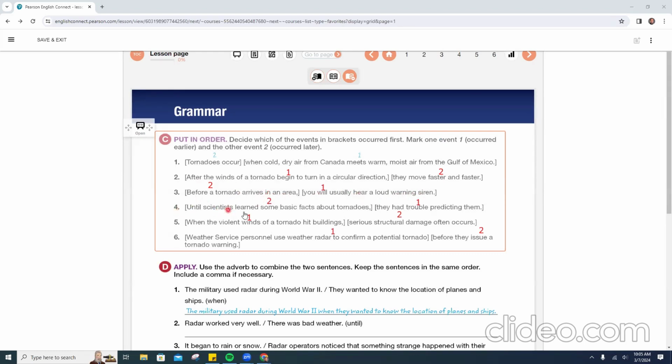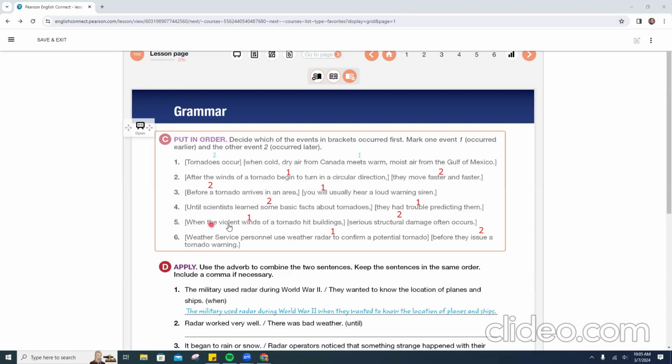Number 4, until scientists learned some basic facts about tornadoes, they had trouble predicting them. So what happened first? They had trouble predicting. That means knowing when it was going to happen. And number 2, after that, they started learning some facts about tornadoes. So then they were able to predict them. So first they had trouble, and then they learned facts about tornadoes. Now they could predict them.